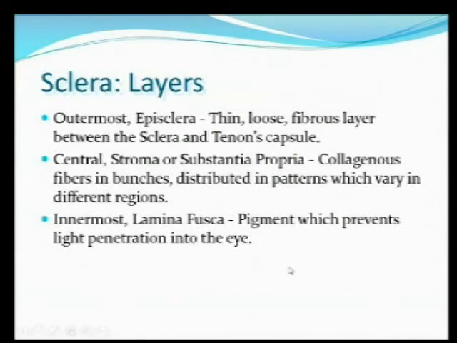So if we want to break it down into layers, we've got an epithelium on the outside, just sort of a loose fibrous layer. The bulk of the sclera is stroma, which is just layer after layer of collagen fibers randomly wound to give incredible strength, very much like the windings that you'd see on a golf ball or a ball of yarn. Then finally, that heavily pigmented layer that prevents light penetrating the eye is known as the lamina fusca.